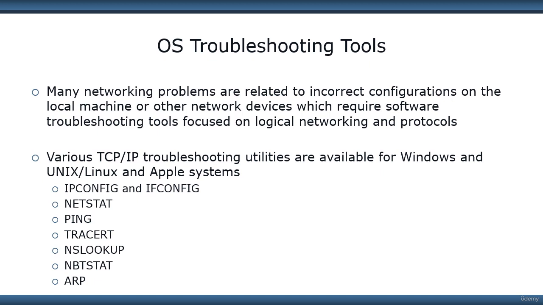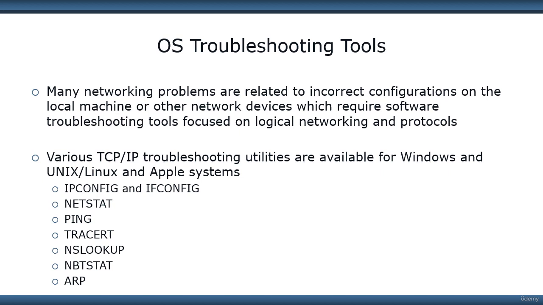So ipconfig and the Linux and Apple variant ifconfig are used to validate the configuration of a client machine. Netstat is used to view open connections, the ports you're listening on, as well as executables that are listening on those ports. Ping and traceroute use the ICMP protocol. Ping is just to see if you can get a response from a destination system. Tracert is to trace the route to that destination system.